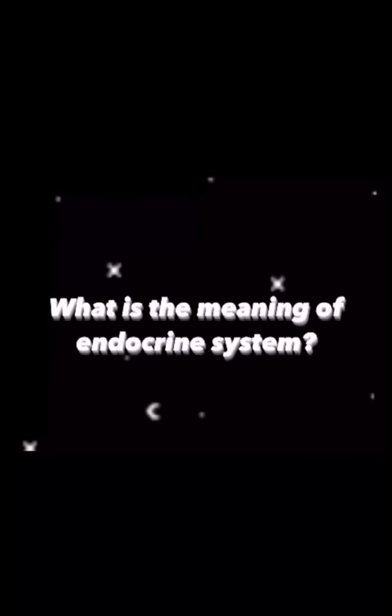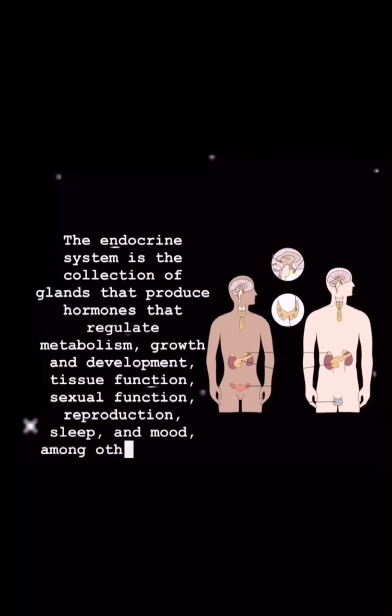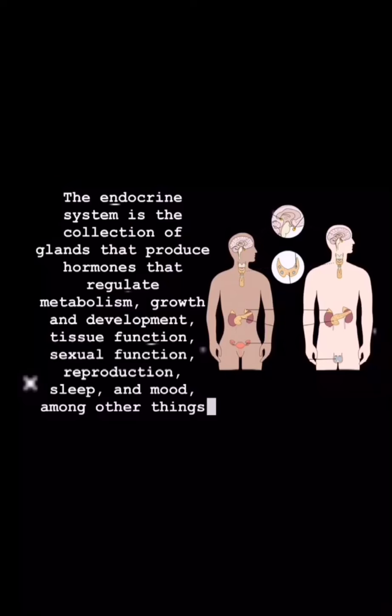What is the meaning of the endocrine system? The endocrine system is the collection of glands that produce hormones that regulate metabolism, growth and development, tissue function, sexual function, reproduction, sleep and mood, among other things.